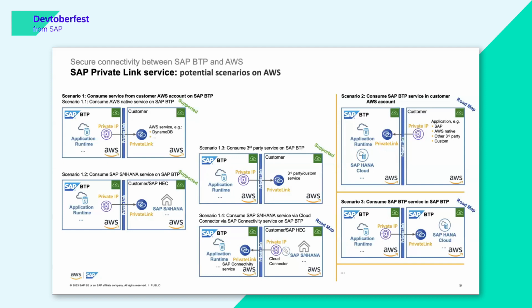The second scenario, which is on the roadmap, is the consumption of SAP BTP services from within the AWS customer account. And finally, the third scenario, which again is on the roadmap, is consumption of a BTP service from another BTP account.